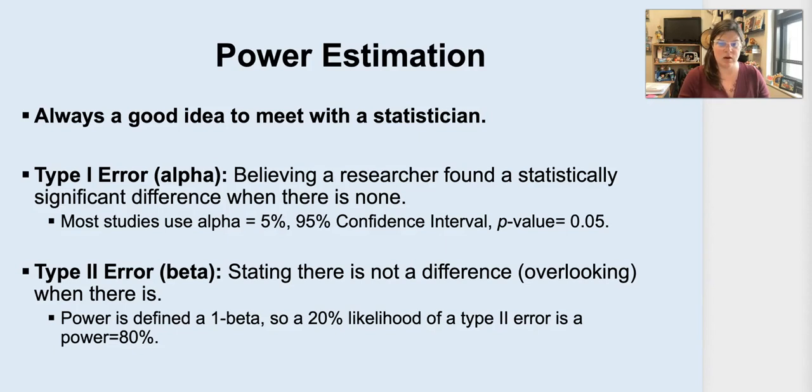But a type 1 error is believing a researcher found significance when there is none. And a type 2 error is stating that there's not a difference when there actually is a difference. And so type 1 error is the type that we are the most concerned about when we say that there was a difference when there actually wasn't one. So making sure we have enough people to not overlook that is really important.